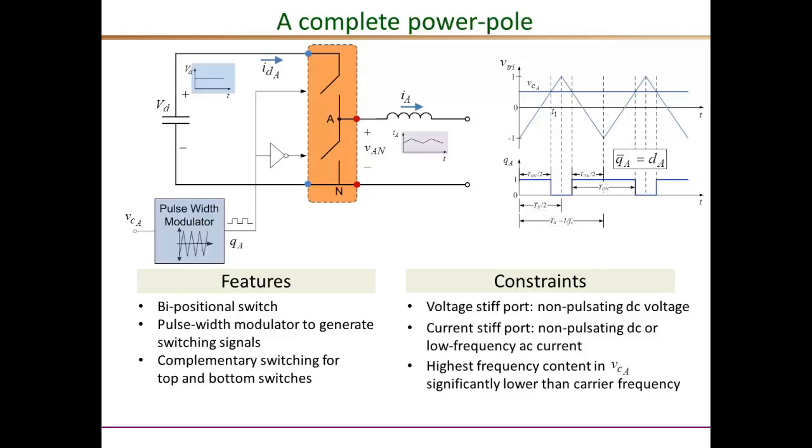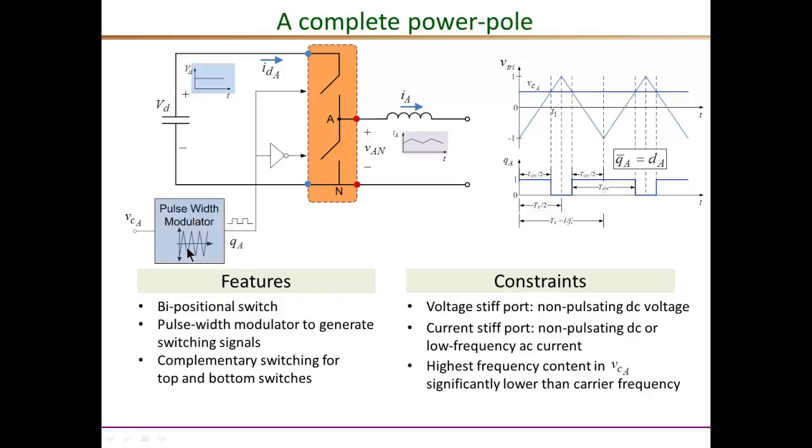We have seen earlier that the power pole is just a bipositional switch formed by two on-off switches which switch complementarily at high switching frequencies, meaning when the top switch is on, the bottom switch is off, and vice versa. The signal Q sub A is the gate drive for the top switch. So if Q is 1, the top switch is on. If Q is 0, the top switch is off and the bottom switch is on.